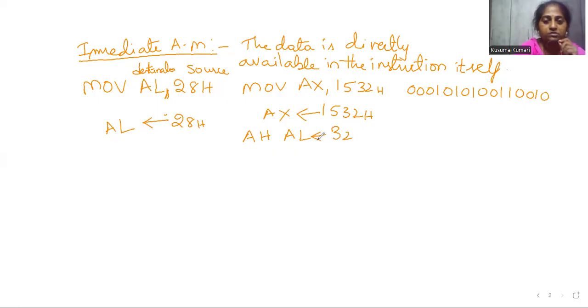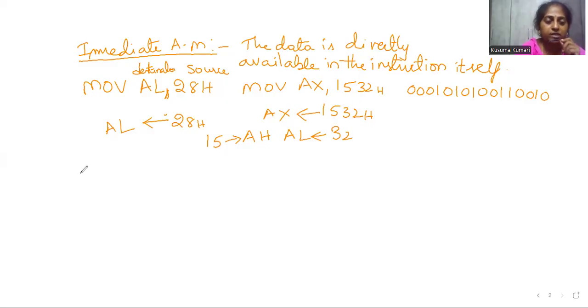The 32 is transferred to AL and 15 is transferred to AH. 15 is the higher byte, 32 is the lower byte. This lower byte number is transferred to AL and the higher byte number is transferred to AH. Okay, so here this is the difference.